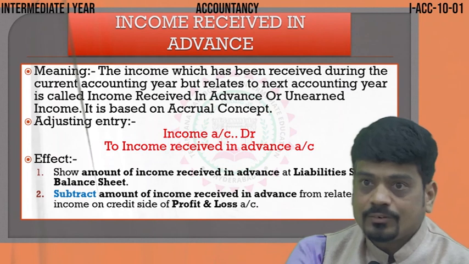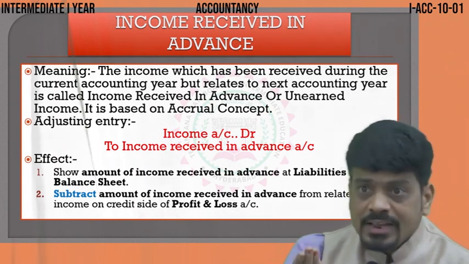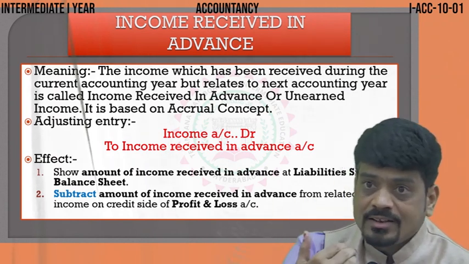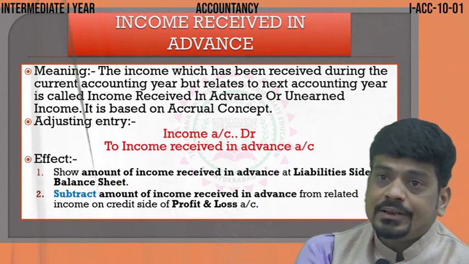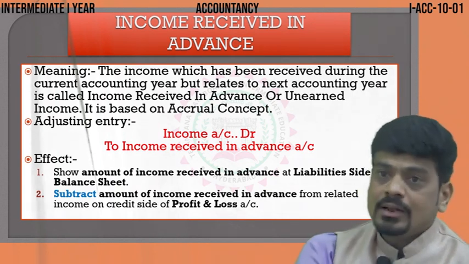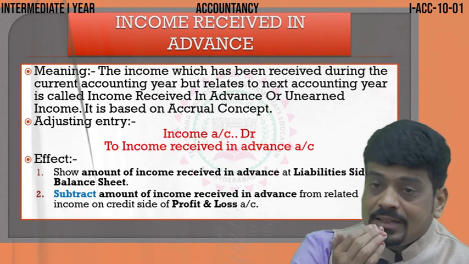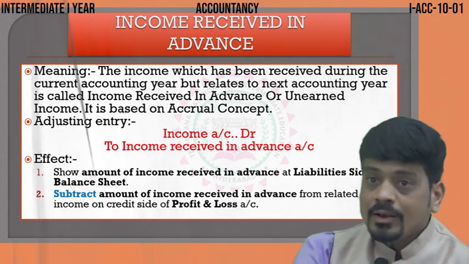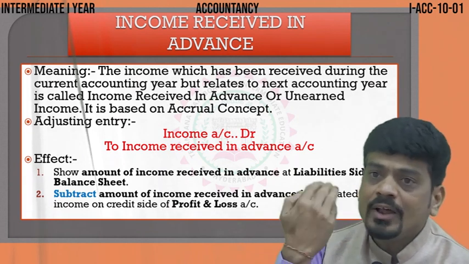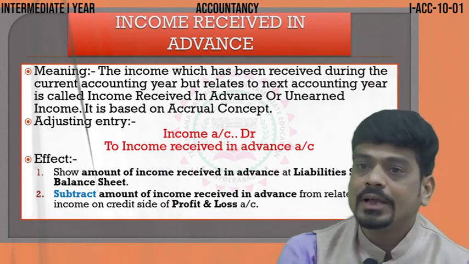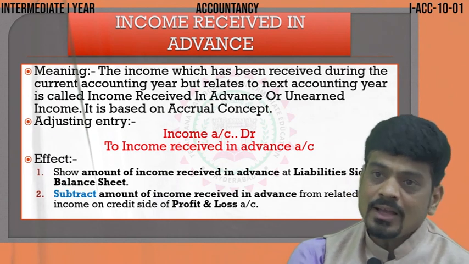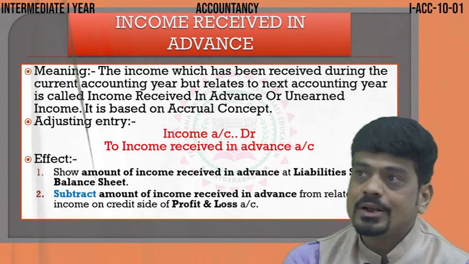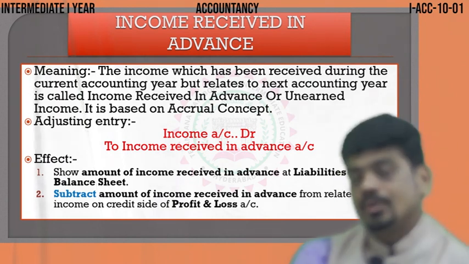It is for next year. In the sense we got it already in advance, thereby it is a liability. So the first effect will show in the liability. And the second effect, we will subtract from the income for this year, because it is for next year. Here we want to know the correct profit, so we'll subtract from the income, that too on the credit side of the profit and loss account.